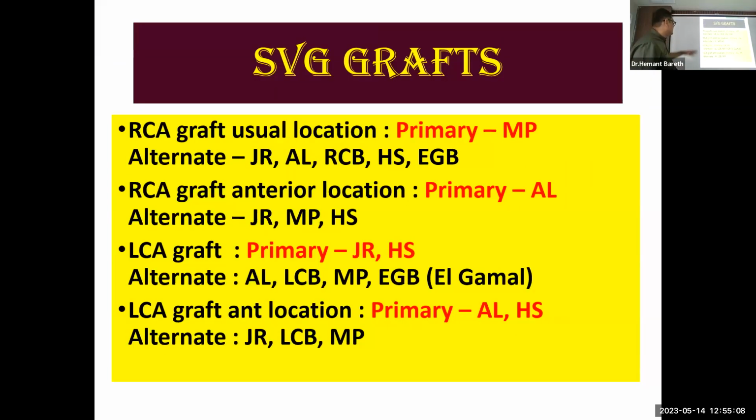For SVG graft, RCA graft, because it's usually a higher origin, the origin is vertical. So you use multipurpose. Anterior location, anterior, posterior, anything, and plots. LCA graft is put on the right side. So JR or hockey stick is a good idea. If you have to look for an SVG graft on the left side, you use JR or hockey stick and you search for them.